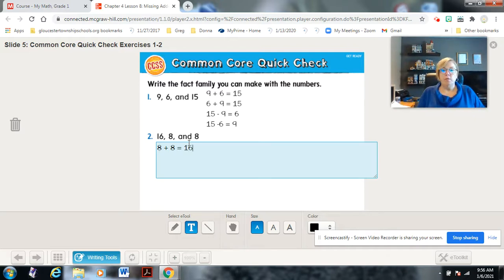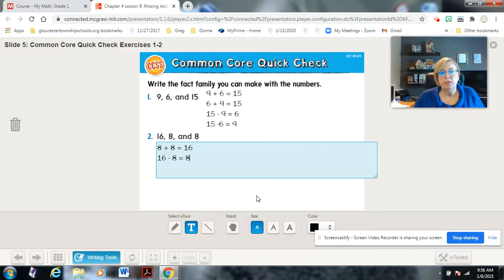Okay, now, can I make a different addition number sentence? Why not? That's right, because it's a double. So it doesn't matter if I take turns with the other 8, it's still 8 plus 8. Okay? So that means we're done with our addition number sentences, and now we're going to do subtraction. So we begin with 16 minus 8, and what is the difference? That's right, 8.